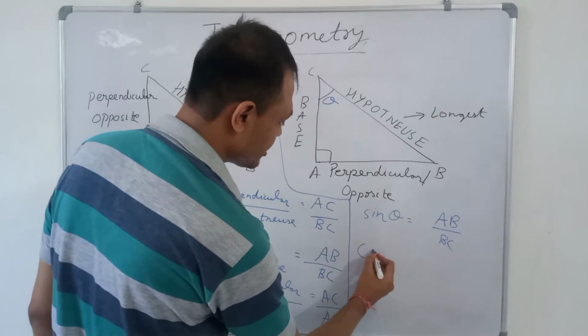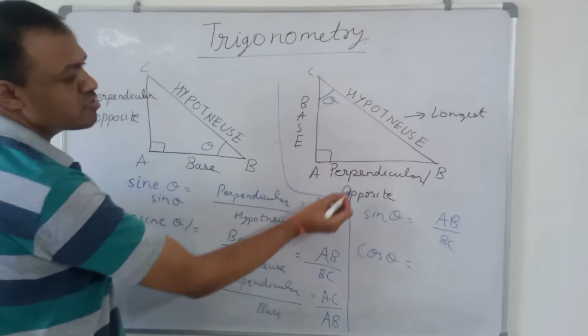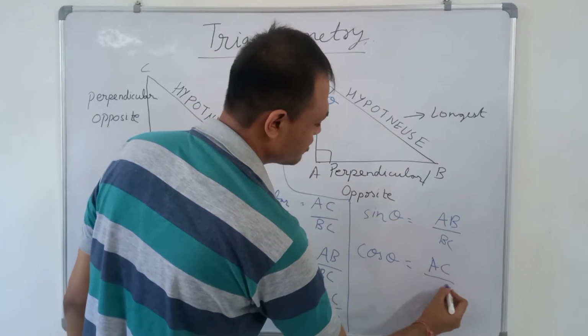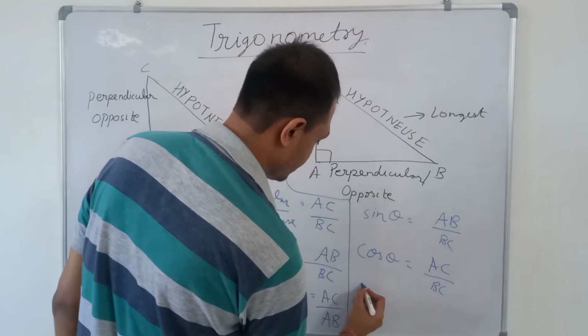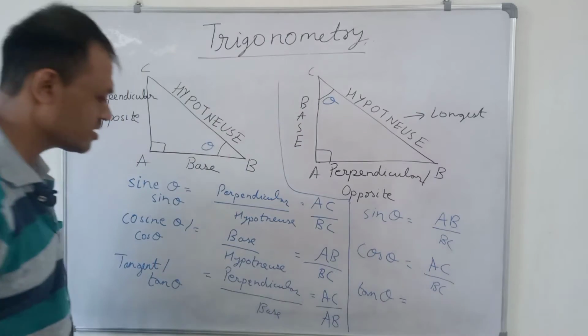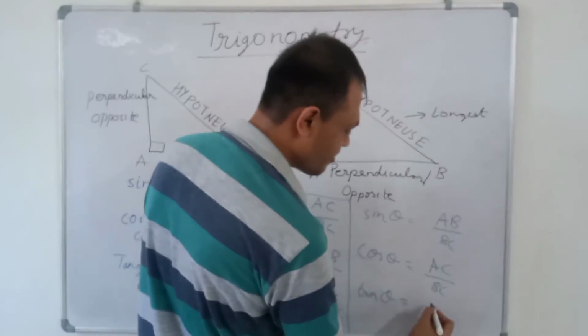Cos theta is equal to base upon hypotenuse. So base is AC. Hypotenuse does not change. And tan theta is equal to perpendicular upon base. So AB upon BC.